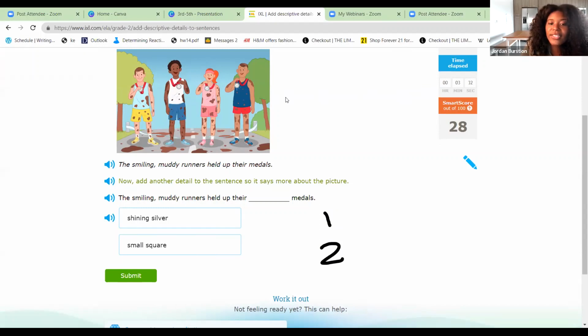One. So you said shining silver medals. Yeah. So that's a much more interesting sentence than just saying the runners held their medals. We know they're smiling, they're muddy, and they have these shiny silver medals.